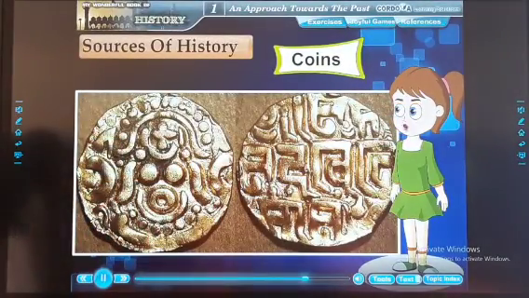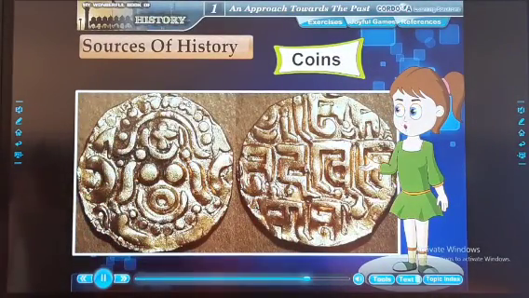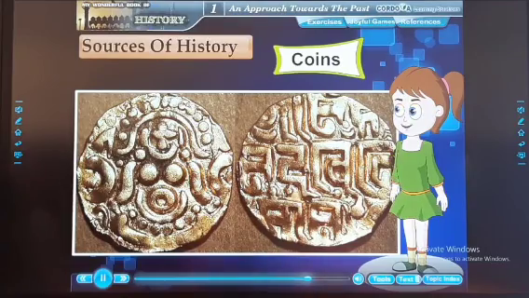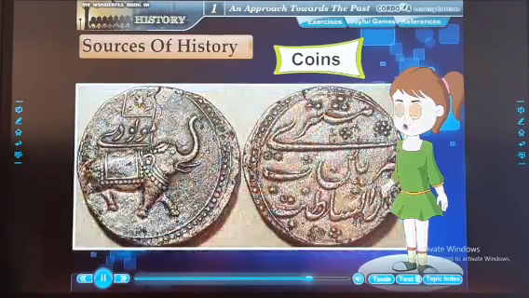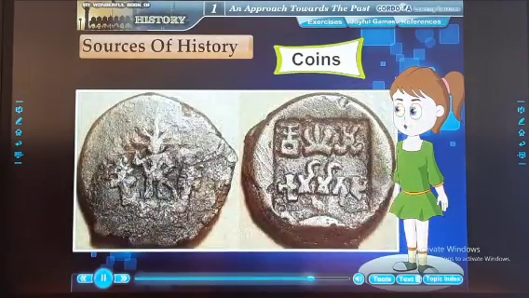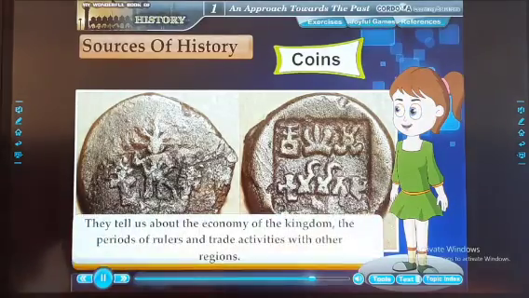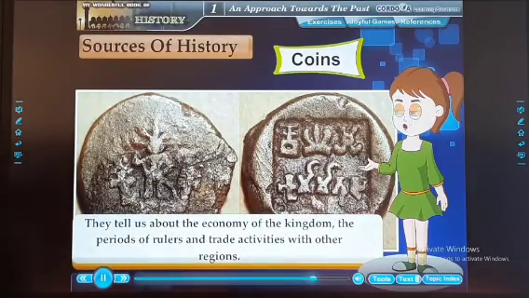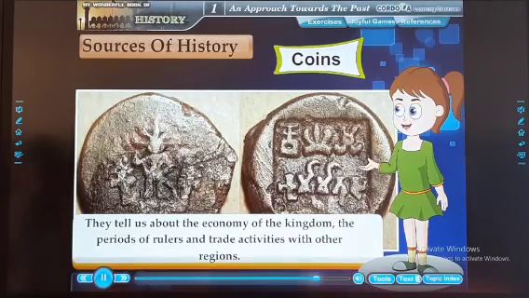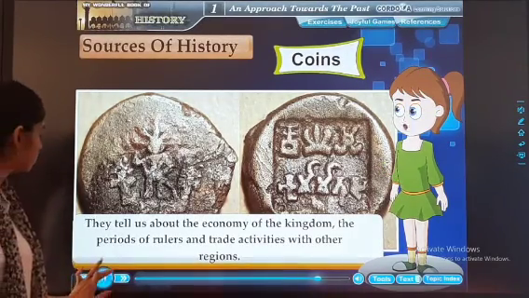Coins. Coins are valuable sources of information. These coins are made of gold, silver, copper and other metals. They tell us about the economy of the kingdom, the periods of rulers and trade activities with other regions.